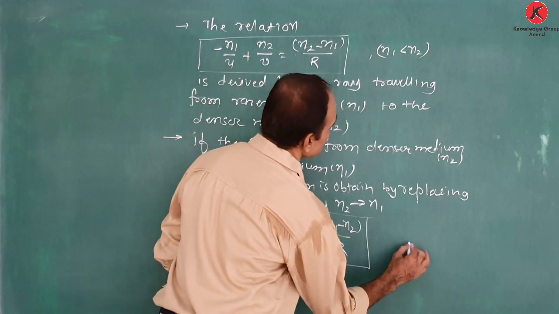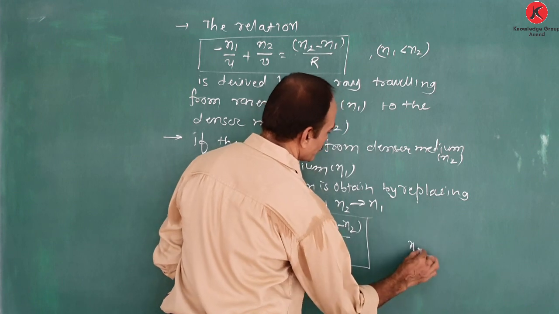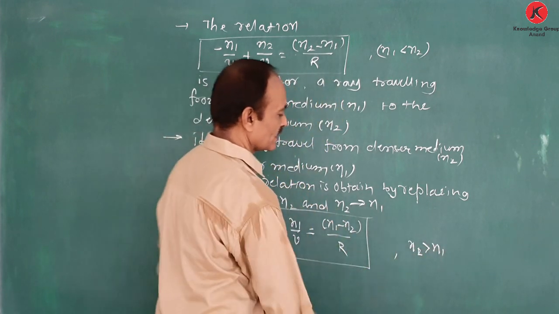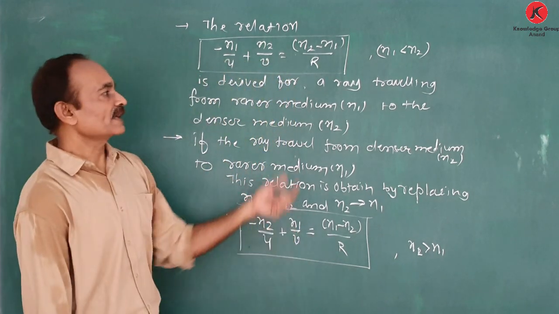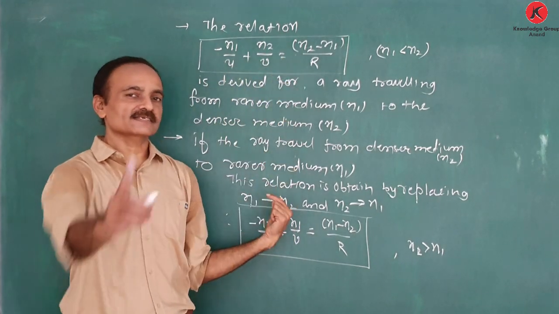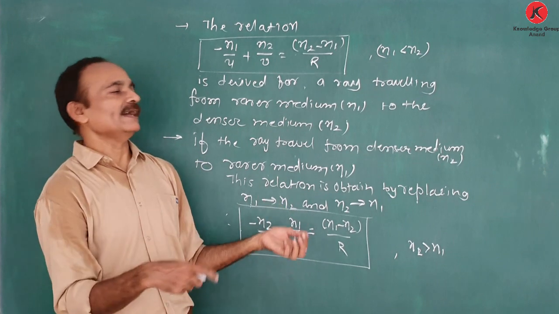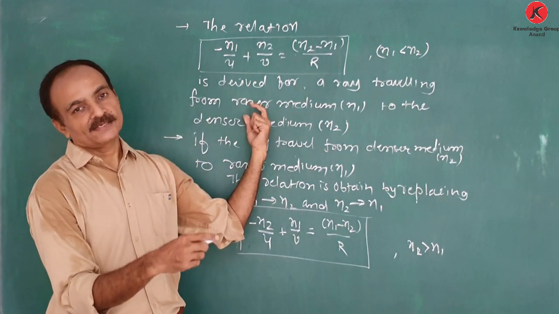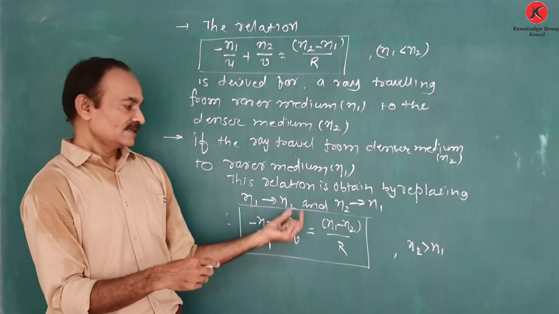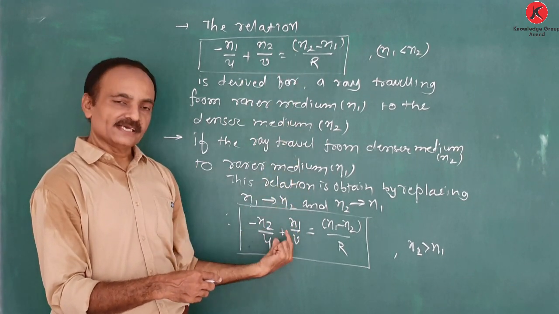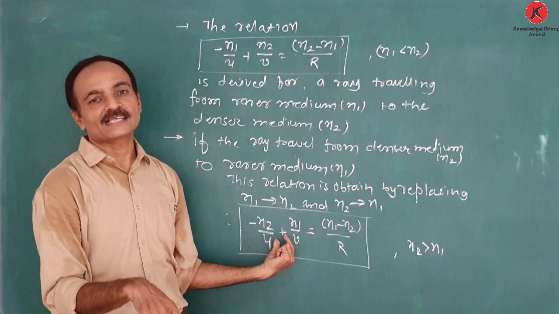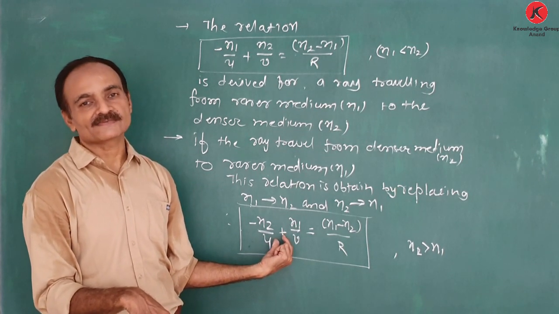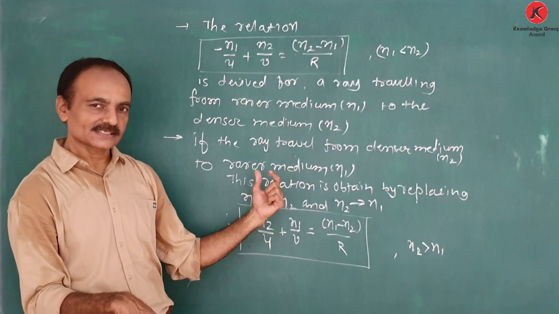And here the condition is that n2 is greater than n1. Clear? So keep in mind that when we are using this equation in numericals, we must note which medium the ray is traveling from and to. Be careful about that. Otherwise our answer becomes wrong, either positive or negative; the sign becomes wrong. Clear? Okay.